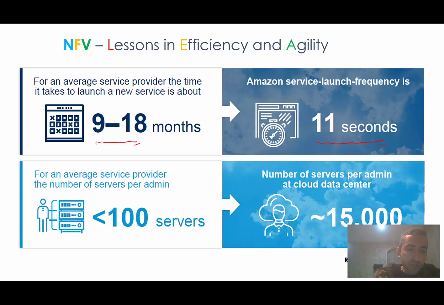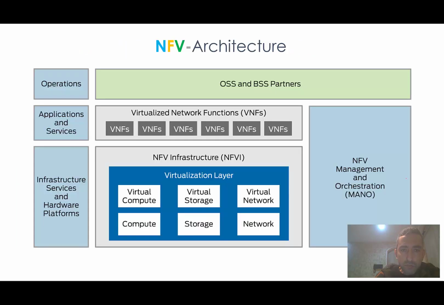Before NFV, for an average service provider, the number of servers per admin was less than 100 servers, but right now the number of servers per admin at a cloud data center could be approximately 15,000, which is extraordinarily high. These are very good lessons in the efficiency and agility of implementing NFV.